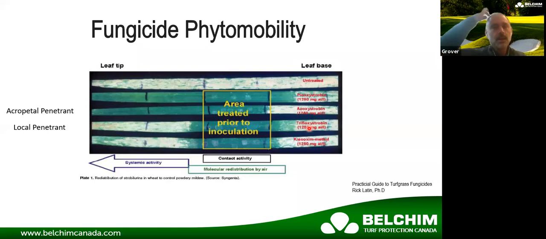Okay, now I really like to show this picture because it's a great way of illustrating fungicide phytomobility. What you're looking at here are leaf blades. This is all wheat, and here's your control up top. And these 4 here have been treated with fungicides, and these 3 are all from the same group. They're all strobilurins. They all belong to group 11.